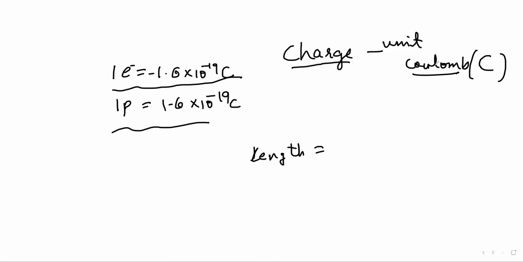Coulomb is given by a scientist's name, so that's why we write capital C. Meter is not given by a scientist's name, so it is small m. Kilo is also small. Newton, we write capital N. Are these the formulas for electrons? No, this is not a formula. This is a value for electron. One electron contains this much charge, one proton contains this much charge.